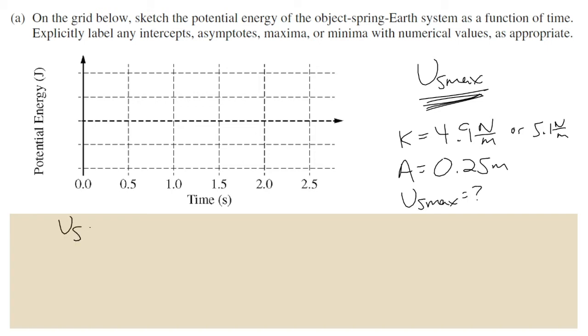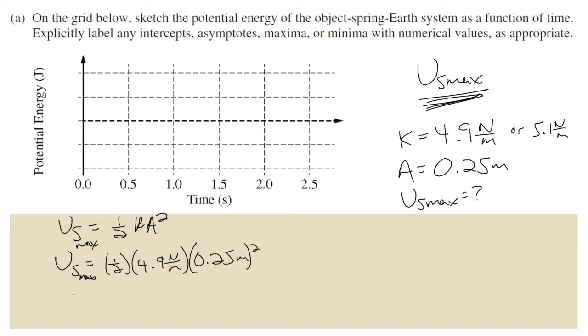And so we could do this two ways. Of course, 1/2 kA squared is going to be the only equation that will allow us to find that, at least directly. And so we have the spring potential, I guess I should write max here, is equal to 1/2 kA squared. So that's going to be 1/2 times 4.9 newtons per meter, times 0.25 meters squared. And when you do that math, making sure you have all those numbers plugged into the equation correctly, you get 0.15 joules.